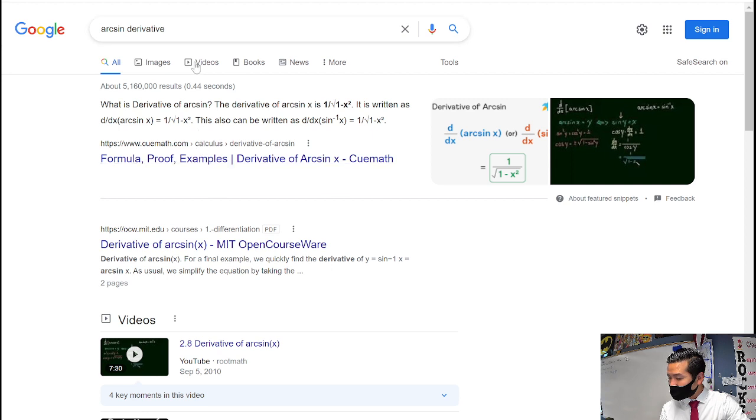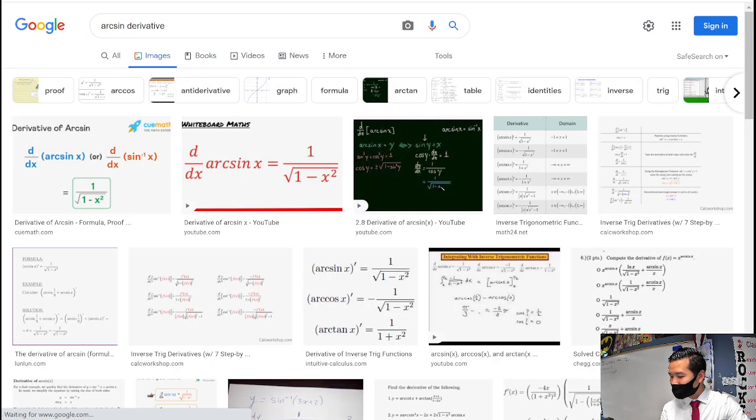Wait, what were we finding? The antiderivative of arcsine. Oh, I have it here. Oh, you do? What is it? Hold on, let me look for it. It's somewhere around here.